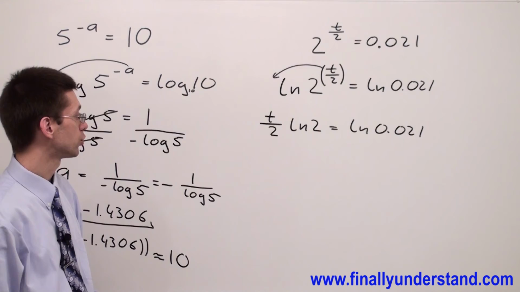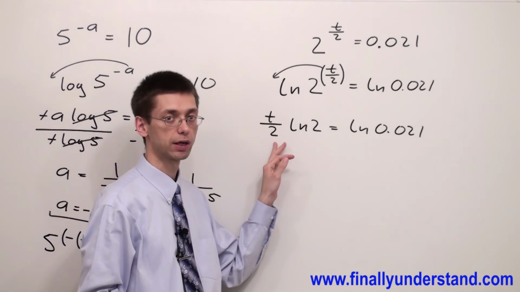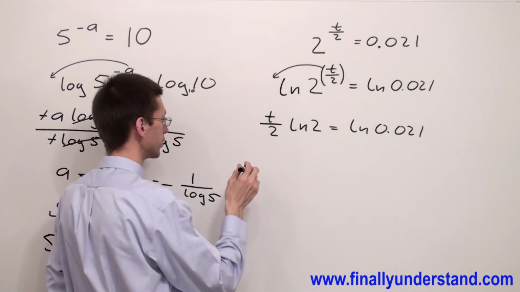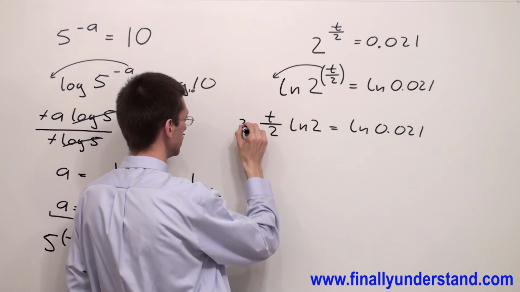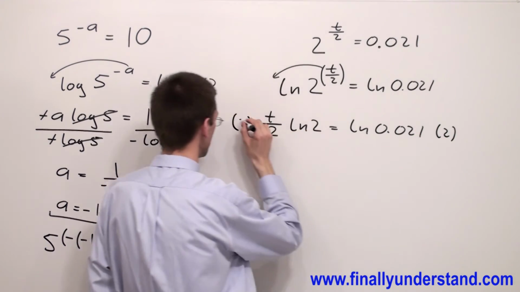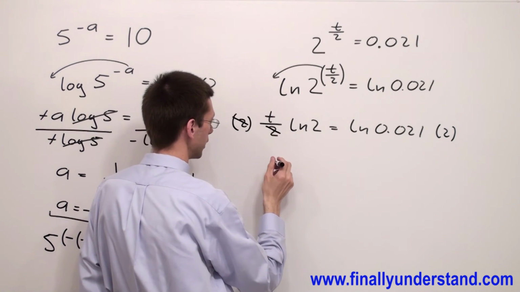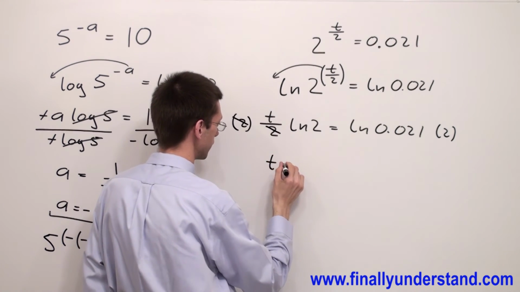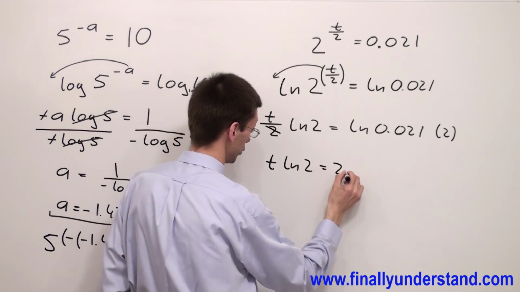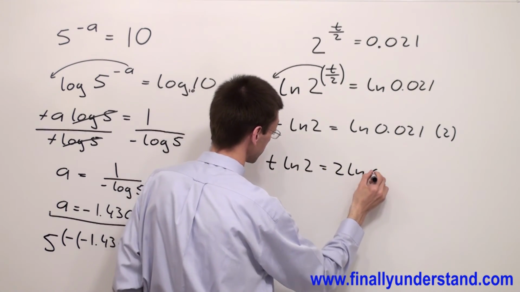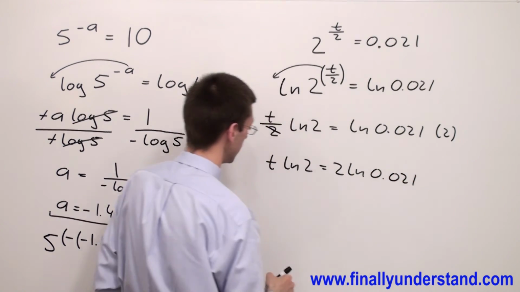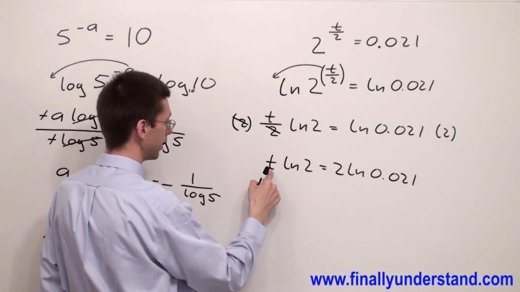Next, I'm supposed to eliminate the fraction. Eliminate the fraction by multiplying both sides of the equation by the denominator. In this case, I have to multiply both sides by 2. 2 and 2 will cancel out. And I have t ln 2 equals 2 natural log 0.021.